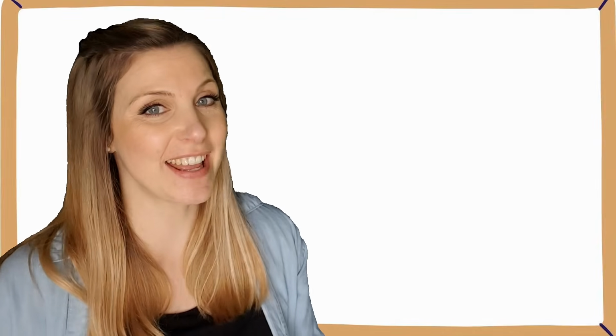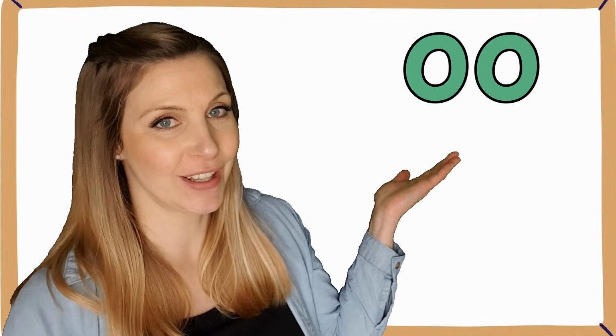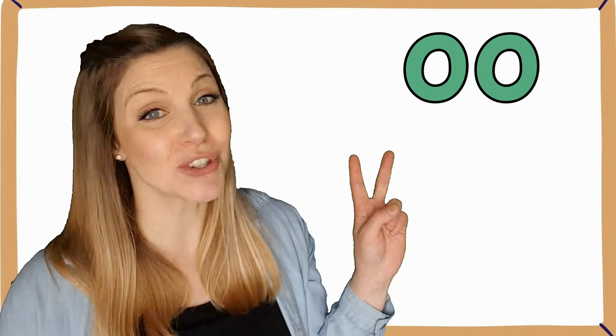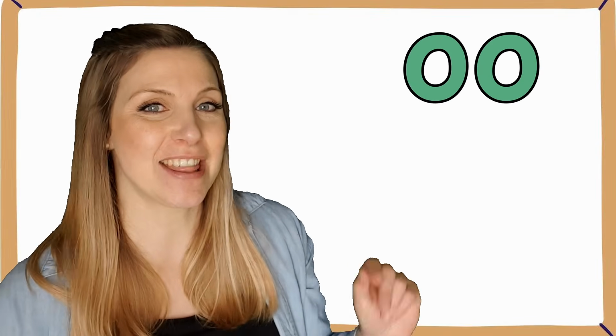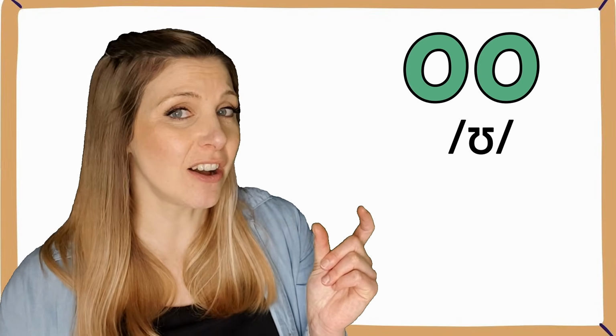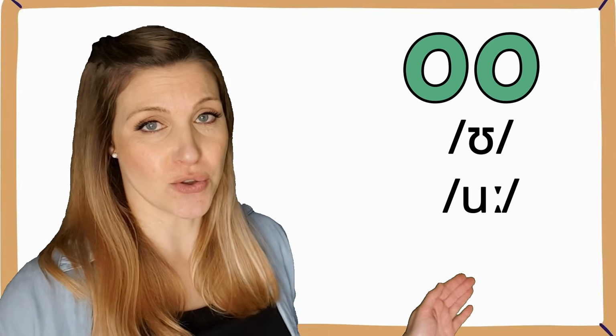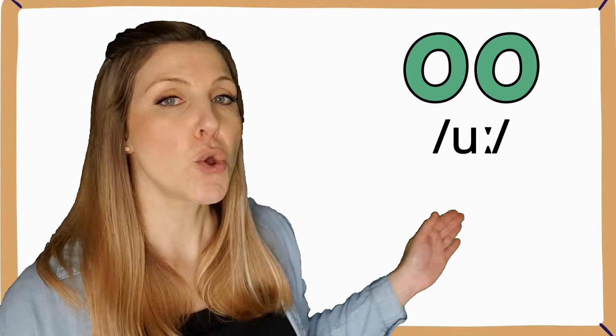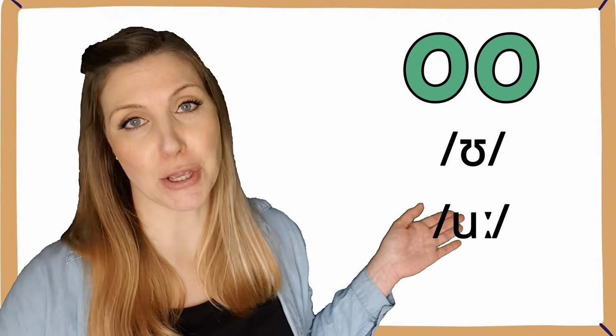Our next digraph is the OO sound, and that makes two different sounds again. It could either make a short sound, or it could make a longer sound, which is oo. So you've got the short oo, could be for book, and the long oo, like in the word zoo. There will be a video where I'll be teaching you when this sound is the short sound and when it's the long oo sound. So keep looking out for that.